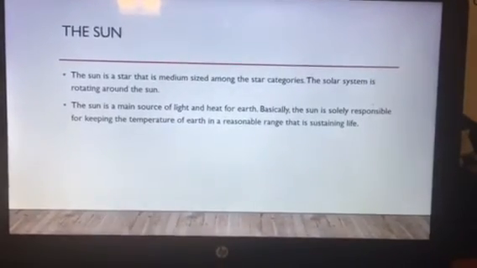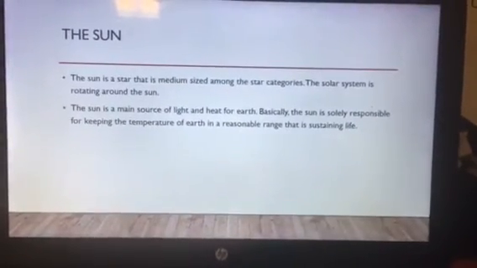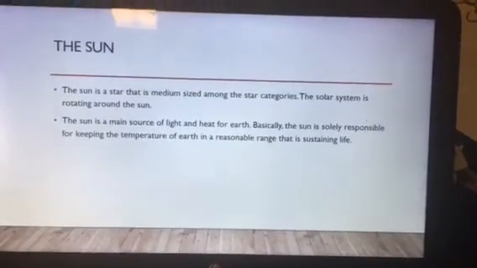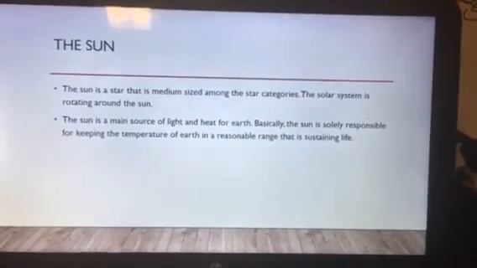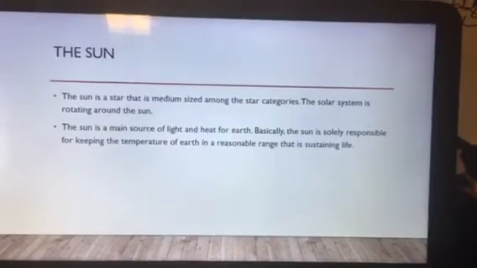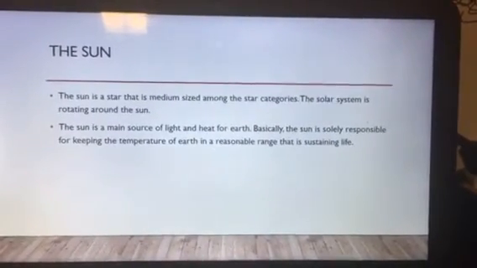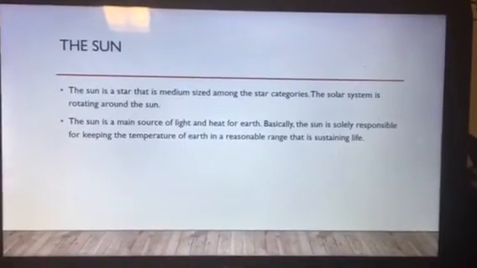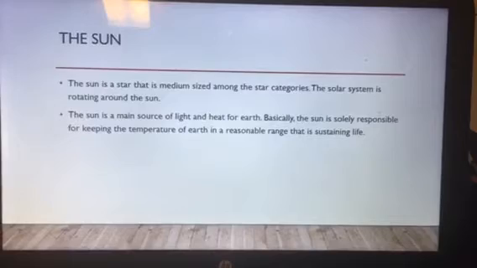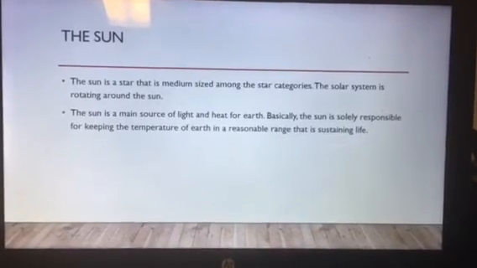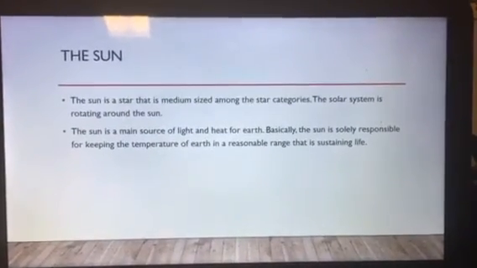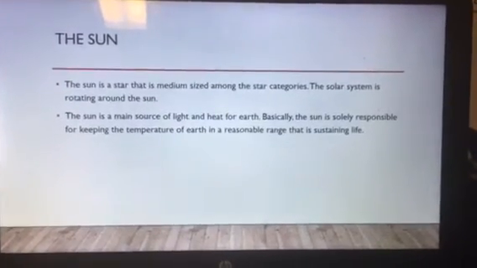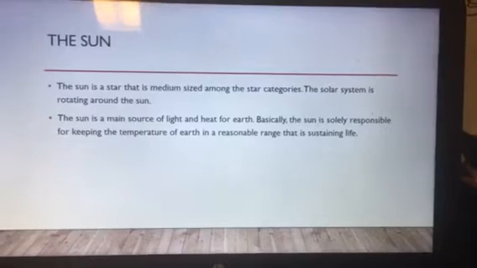The sun. My first PowerPoint slide is over the sun. The sun is a star that is medium sized among the star categories. The solar system is rotating around the sun. In my paper, I explain it a lot more. The sun is the main source of light and heat for the earth.